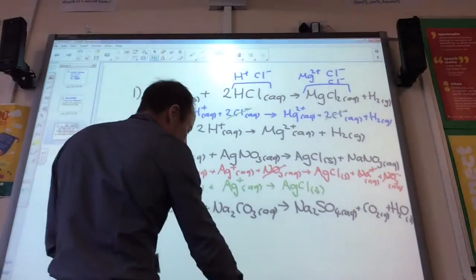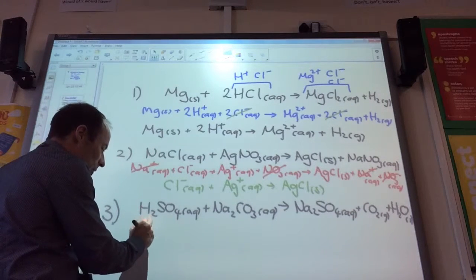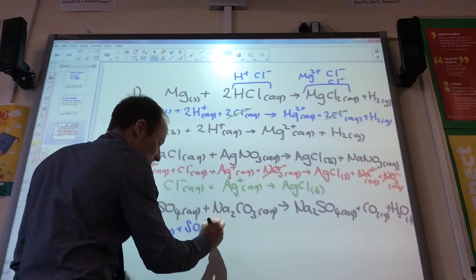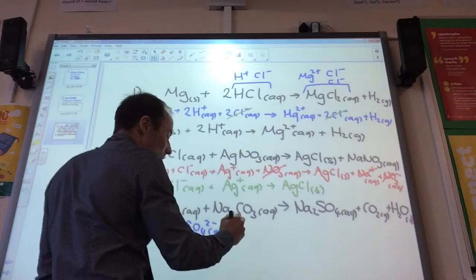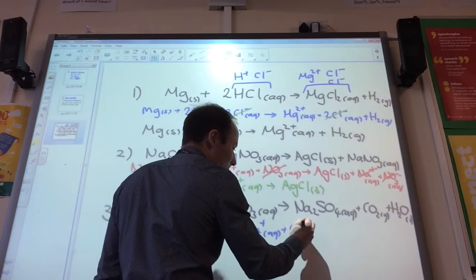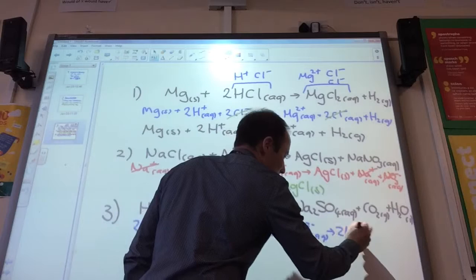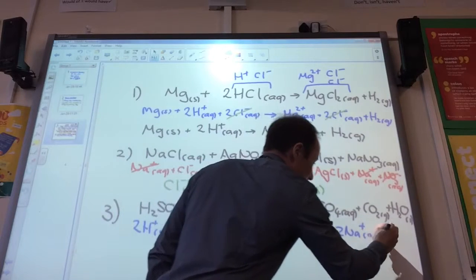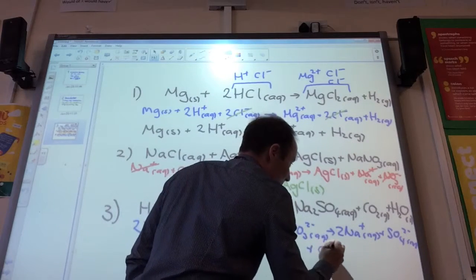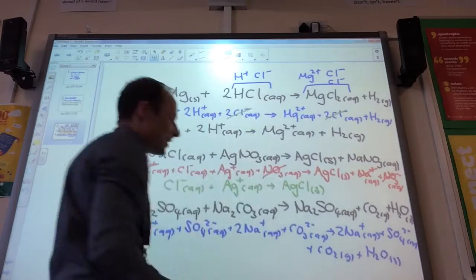This is where getting the formulae right is really important. Sulfuric acid is made up of 2H+ (aq) plus SO4 2- (aq). Sodium carbonate is made up of 2 sodium ions plus a carbonate ion. Sodium sulfate is 2Na+ (aq) plus SO4 2- (aq). And then my carbon dioxide is a gas, so I can't do anything about it. My water is a liquid, so it stays the same.